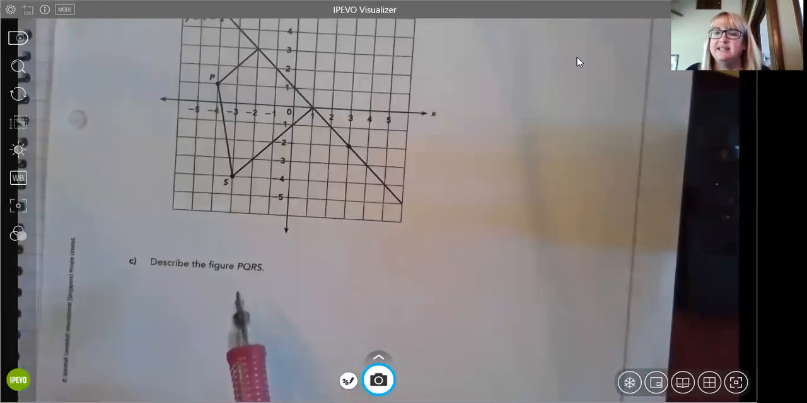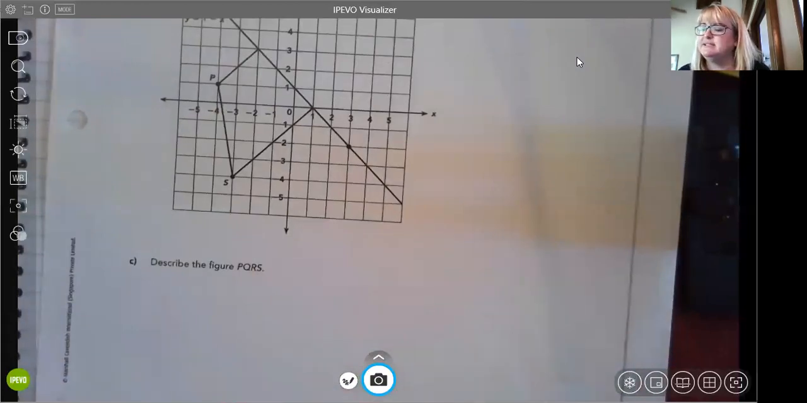They're just asking, what is the name? What is it? Is it a square? Is it a rectangle? Is it a trapezoid? Is it a parallelogram? What is it? So just tell what it is.